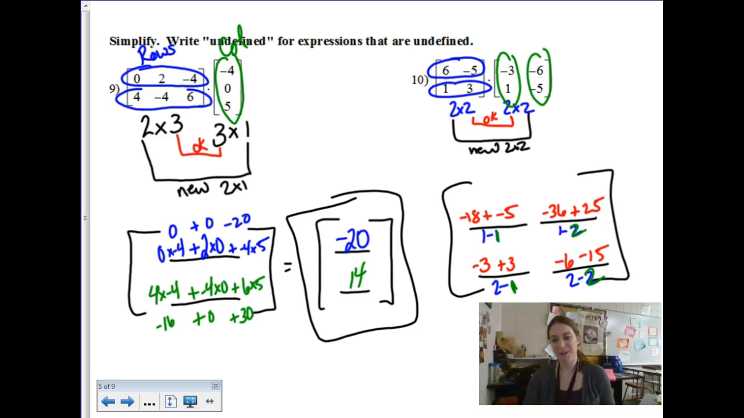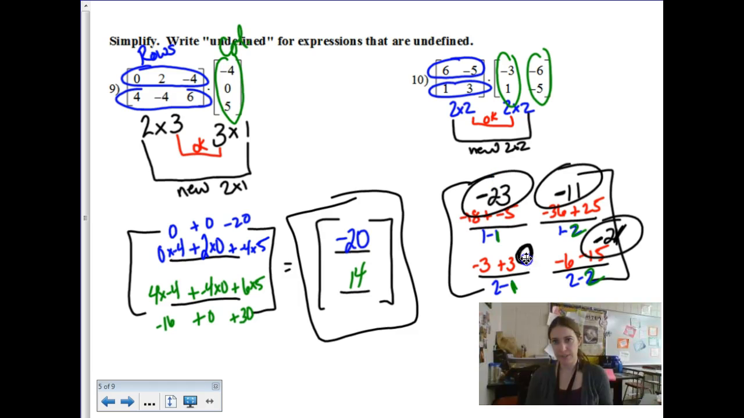So the more mental math you can do, the easier this will be on you in the long run, that's for sure. Alright, so your last step is to actually simplify. So negative 8 plus negative 5, this entry becomes a negative 23. This is a negative 11. This is a 0. And then this is a negative 21 right here. Can't read that, but it says negative 21.